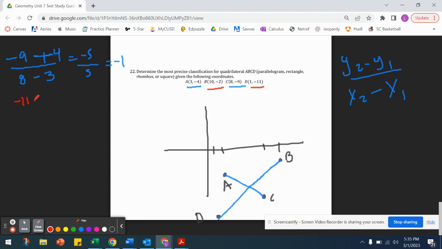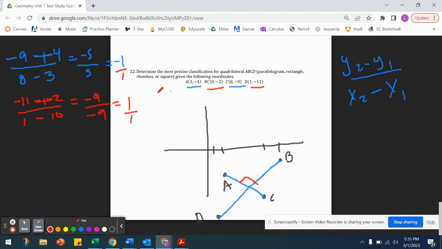negative 11 minus a negative 2 over 1 minus 10. Double negative becomes a positive, which is going to give me negative 9 over negative 9, which is going to give me a positive 1. Cool. So again, this is really negative 1 over 1, and this is really a positive 1 over 1, which means, yes, one's a negative, one's a positive. They are reciprocals. This is going to be a 90-degree angle.